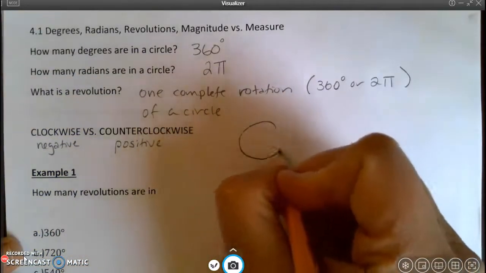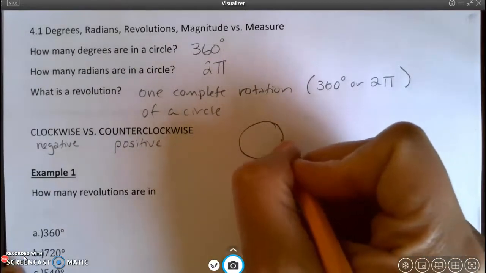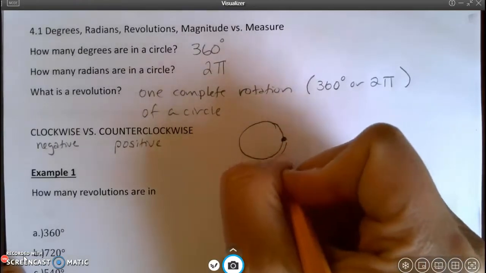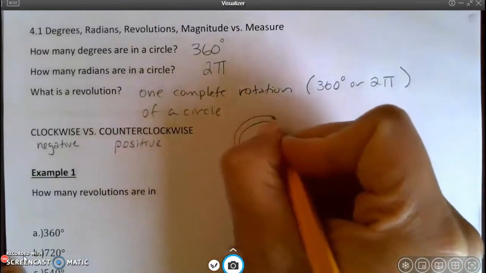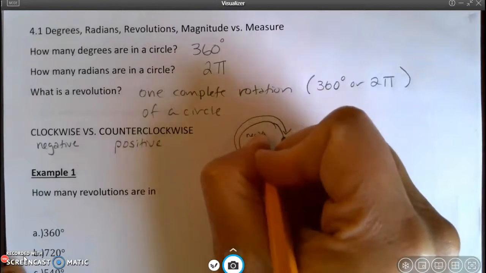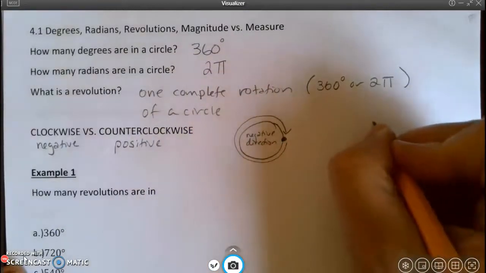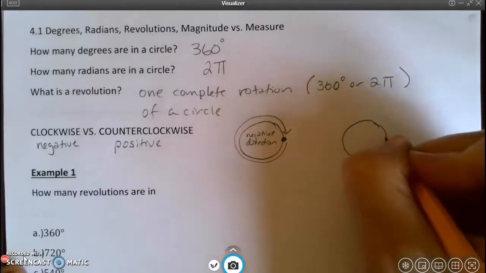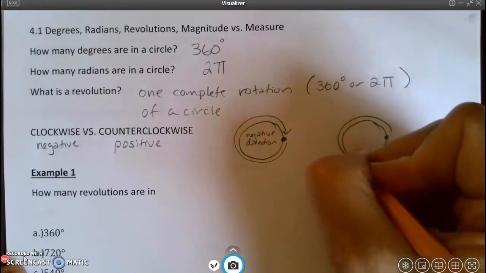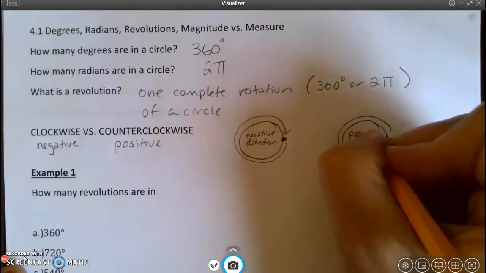So if I'm on a circle, and we're going to learn as we go through this unit that our starting place is usually right here on the circle. And if I go clockwise, this direction here, that is considered the negative direction. And on my circle, if I start here and I travel counterclockwise, this direction, that is considered the positive direction.